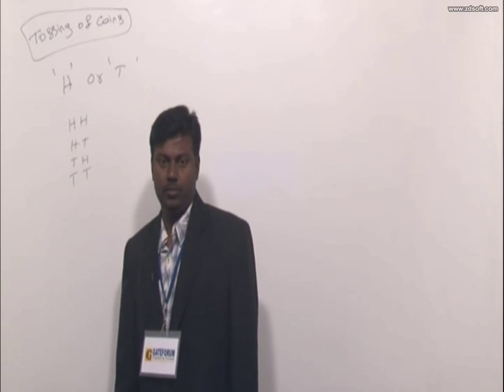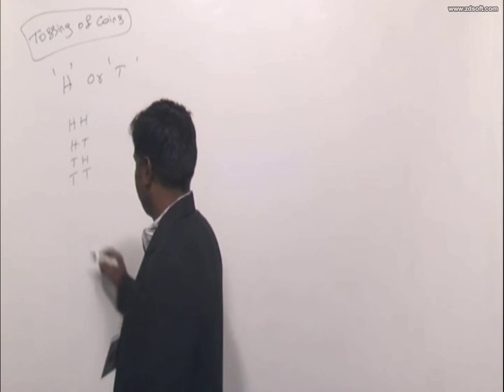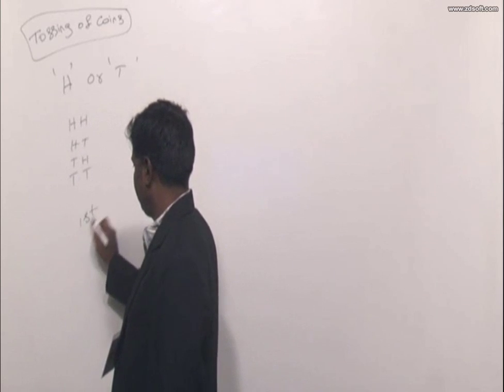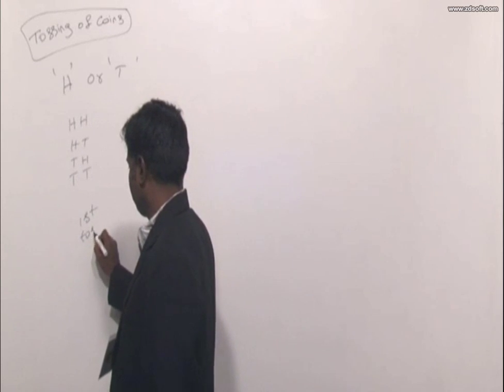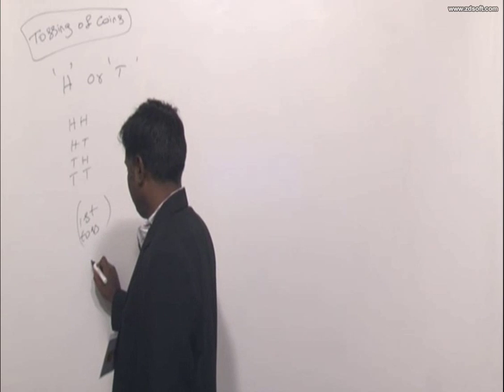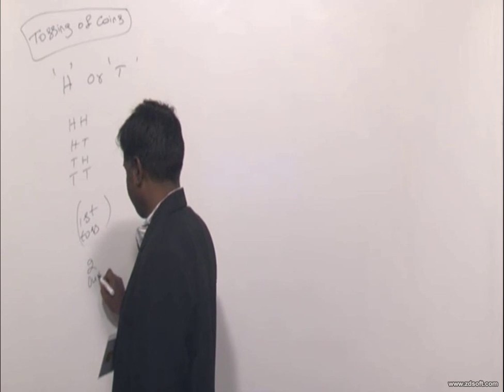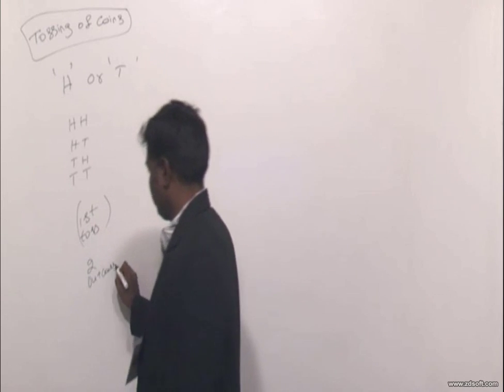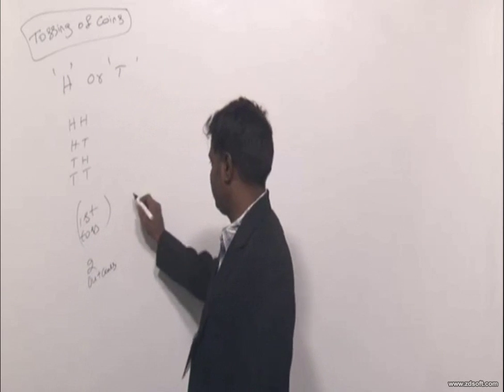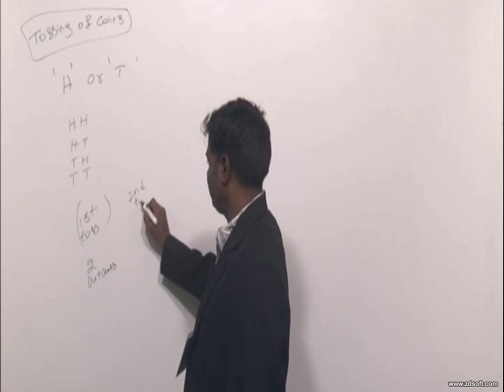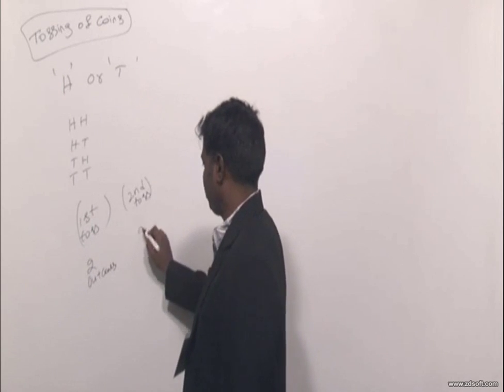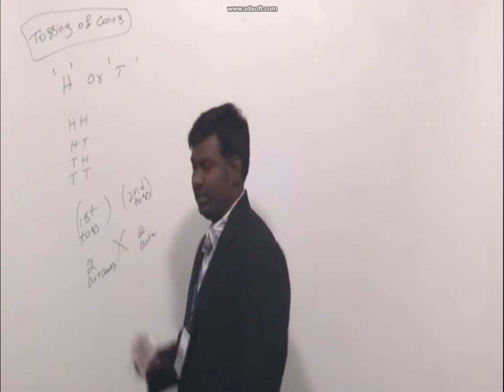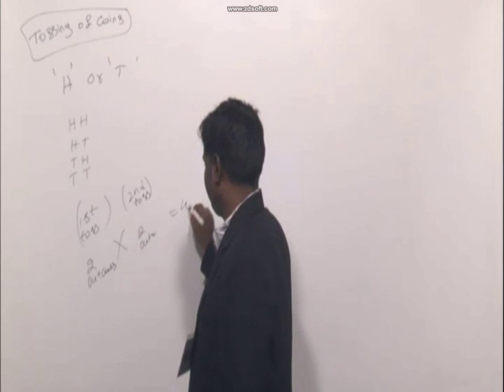4 possibilities. So, what we are considering is first toss, 2 outcomes. For each of these outcomes, in the second toss, you have 2 more outcomes. So combination is 4 outcomes.